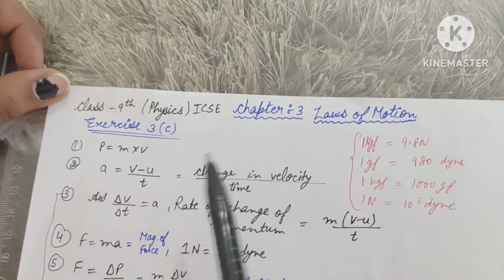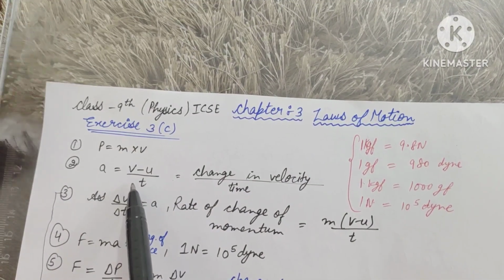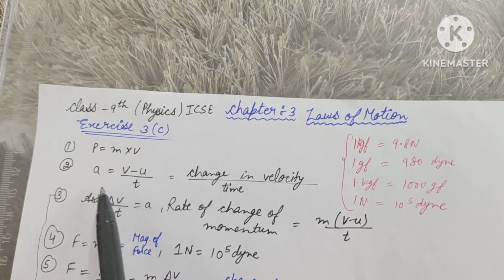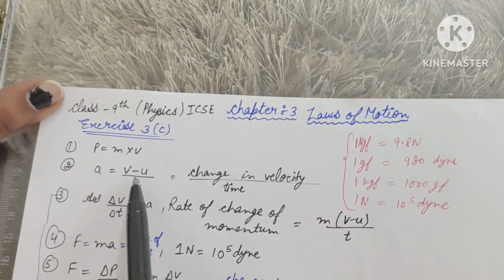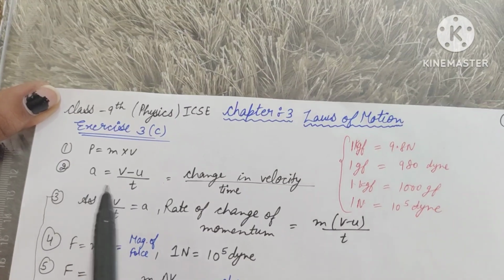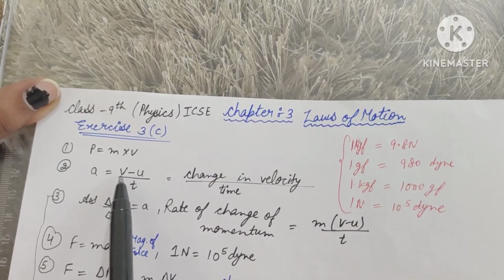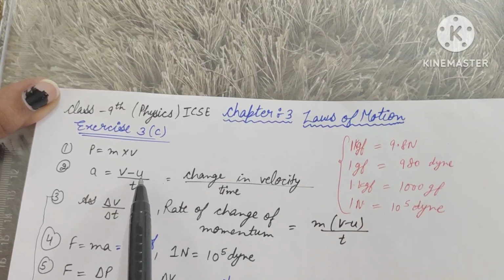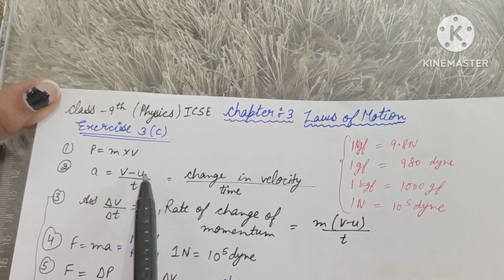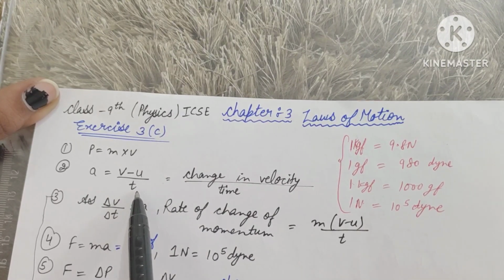The second one we already have discussed in the second chapter. We used it in most of the numericals of that second chapter. That is a equals v minus u divided by t. What is a here? It is the acceleration. Next, v is the final velocity, u is the initial velocity. So final velocity minus initial velocity is giving us the change in the velocity per time.